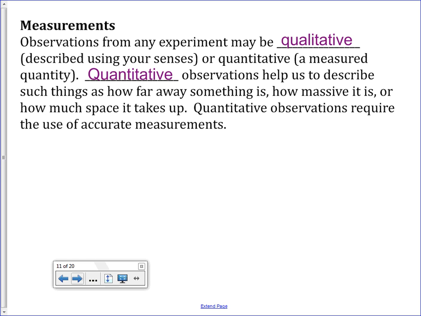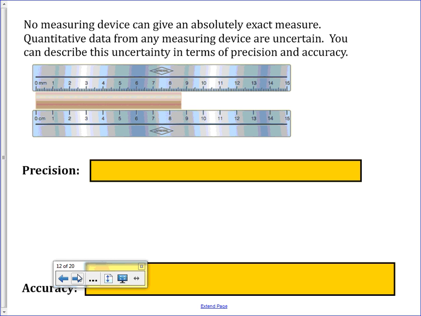Quantitative observations generally require the use of accurate measurements. So when you take the mass of something, you need an accurate measurement if you're going to use that in your experiment. If you measure the volume of something, you've got to make sure that it is accurate. With any device that you use to measure anything, no measuring device can give absolutely exact measurements. Quantitative data from any measuring device is going to be uncertain. You can describe this certainty in terms of precision and accuracy.